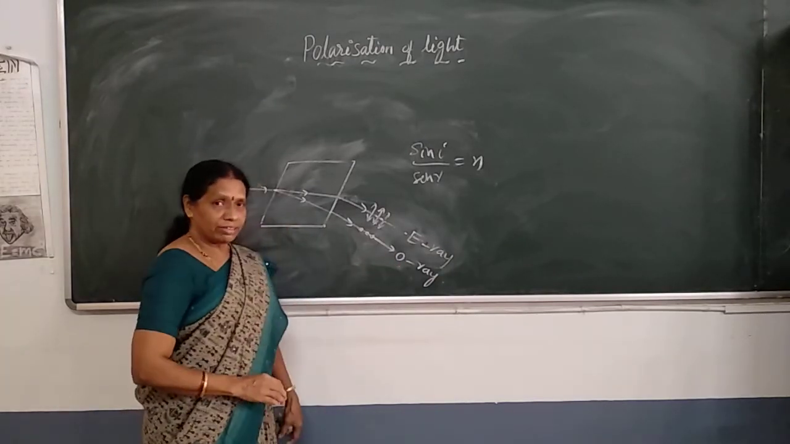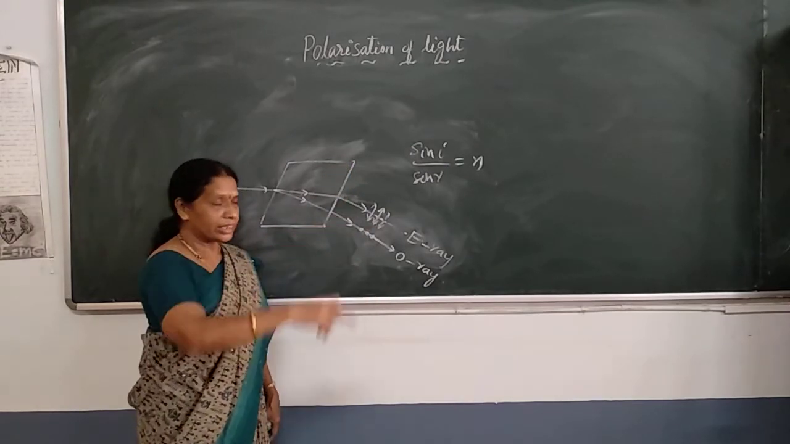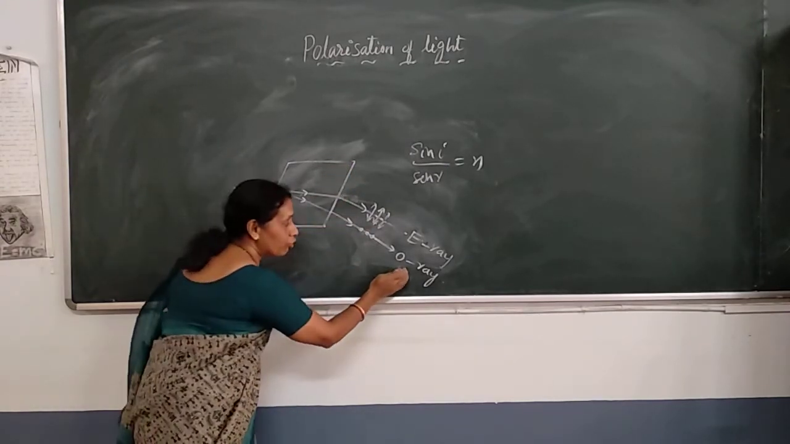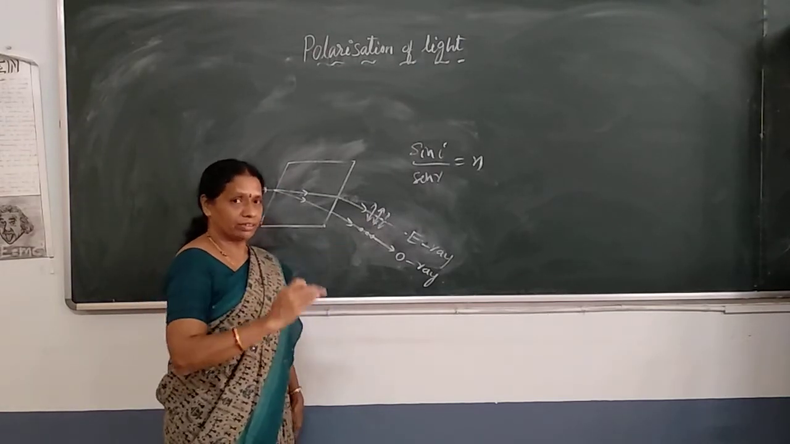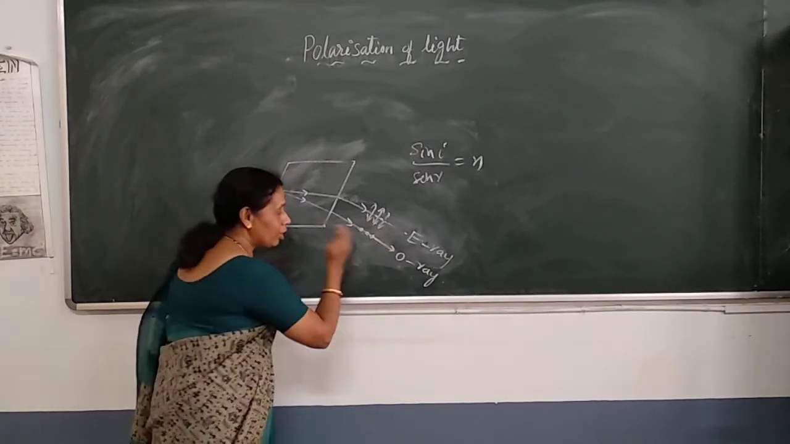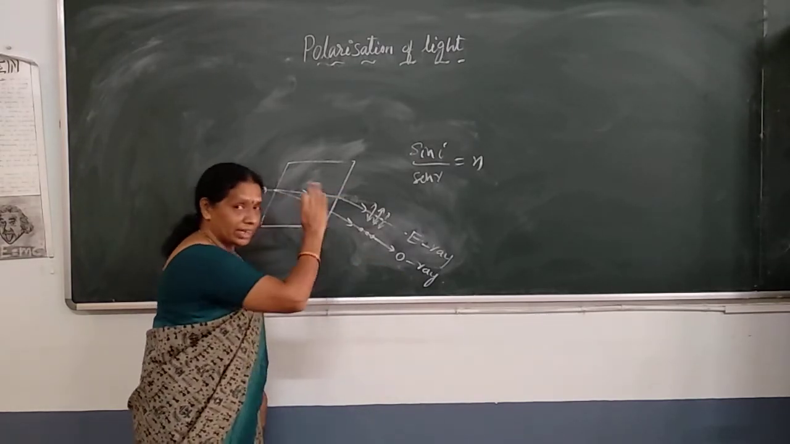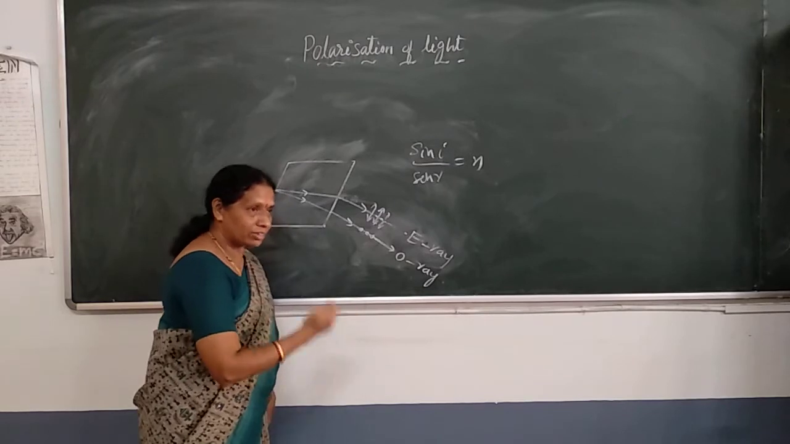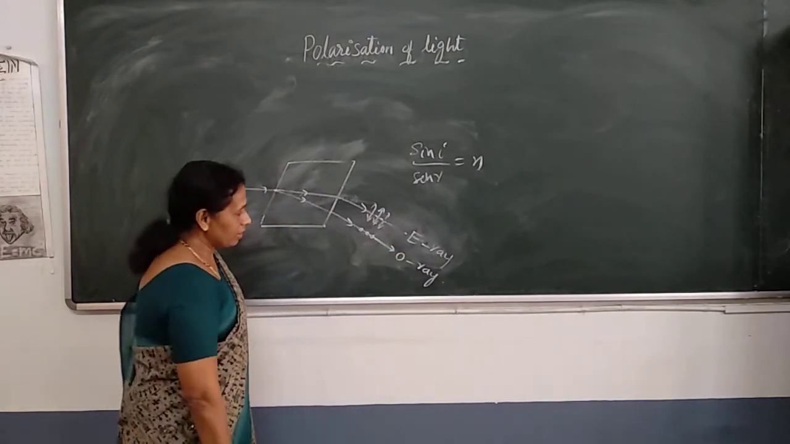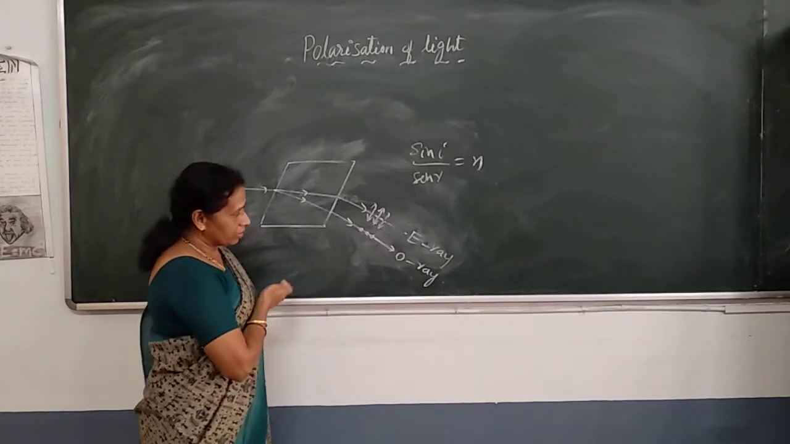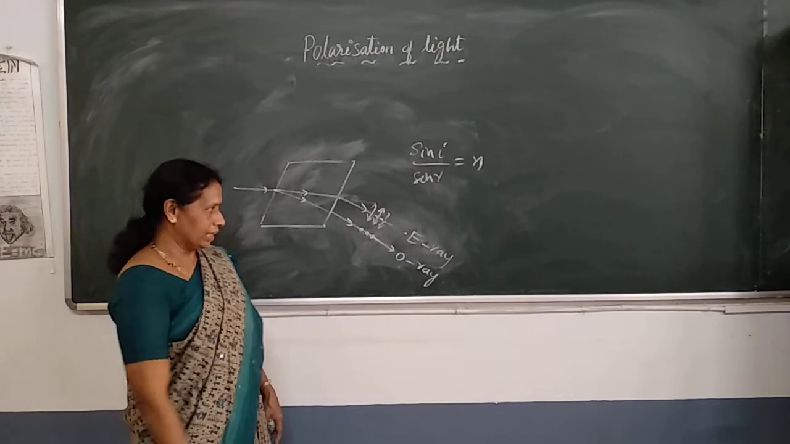The ordinary ray travels with the same speed at all points or in all directions of the given crystal. The speed of the O ray remains the same, whereas the E ray travels with different speeds in different directions. The refractive index of the crystal is the same for the O ray in all directions, whereas the refractive index is different in different directions for the E ray. These are the differences between the ordinary ray and the extraordinary ray.